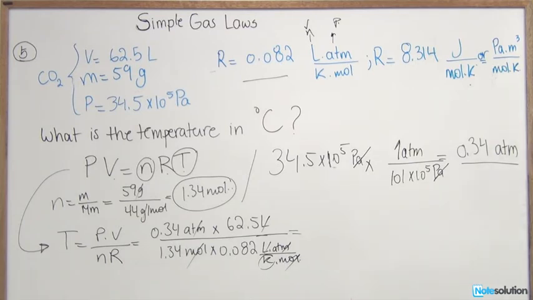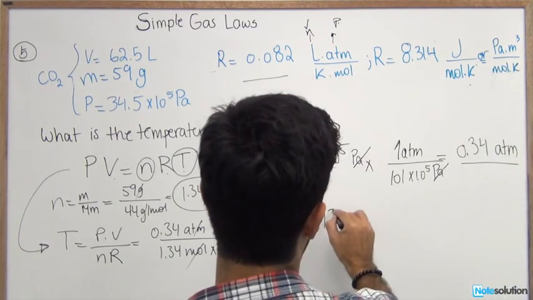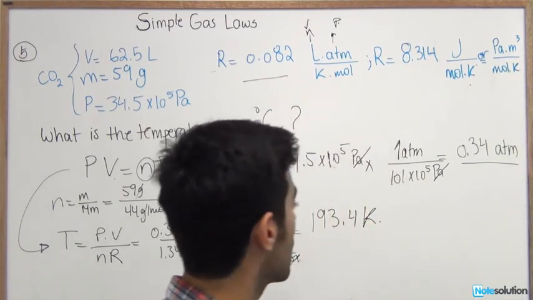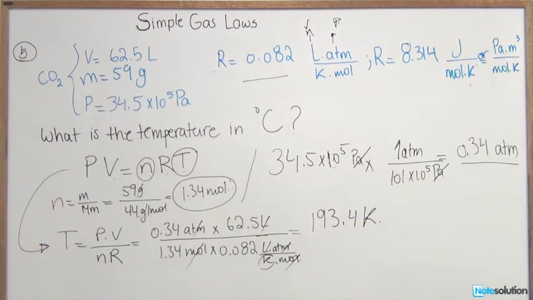Right now, if we do the calculation, we have 0.34 atmosphere multiplied by 62.5 liters, divided by 1.34 moles, and then divided by 0.082 liter atmosphere per Kelvin mole. You should end up with 193.4 Kelvin.